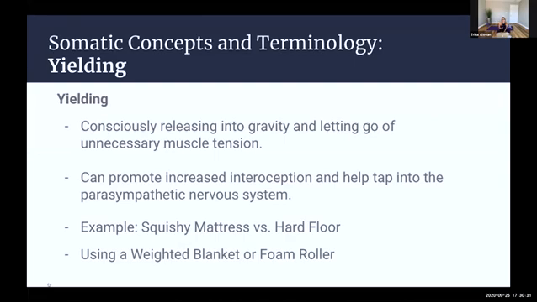And we've heard our teachers say it, we've said it ourselves. Saying it is often easier than doing it. I know, especially for me. But there is this sense of yielding that I find comes much more easily after practicing a somatic sequence. So yielding can promote increased interoception and help tap into the parasympathetic nervous system.